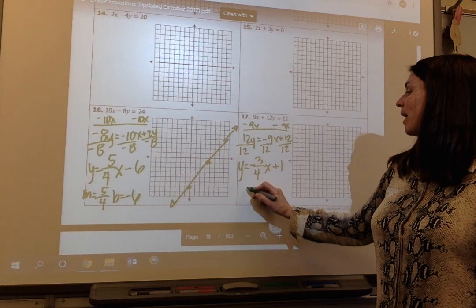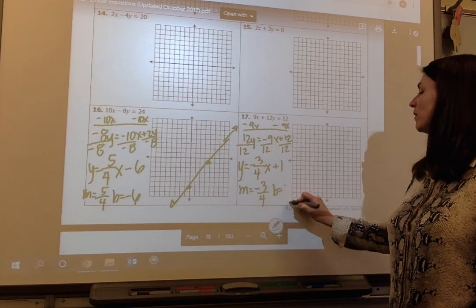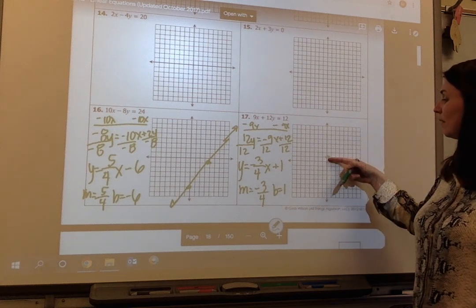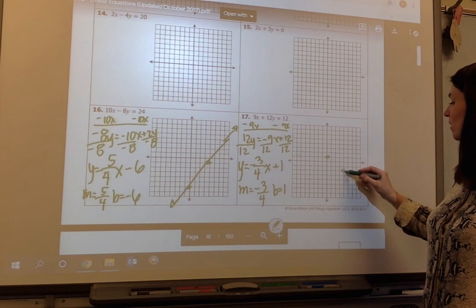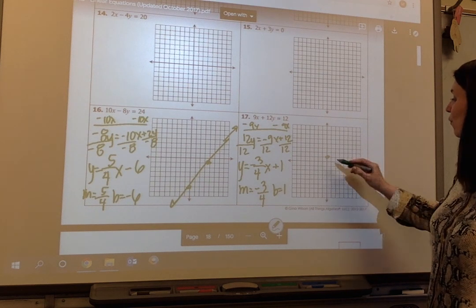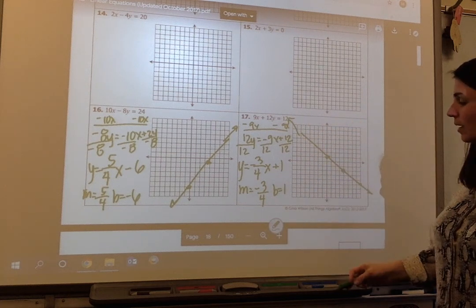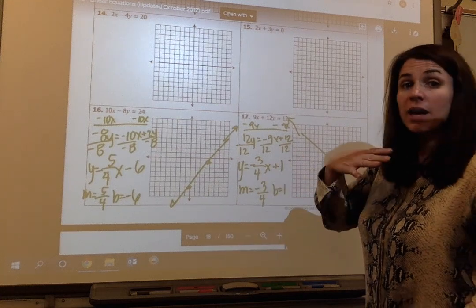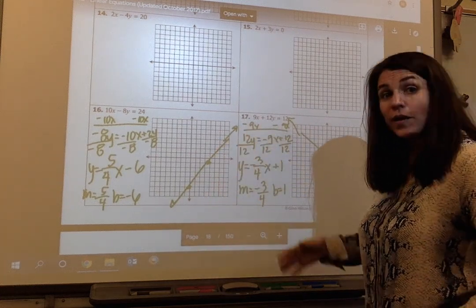So now my slope is -3/4. My beginning point's 1. So I'm going to begin graphing at 1. That's my beginning point. And now I'm going to go down 3 over 4 for my slope. And I can reverse that process, arrows on both ends. So that's how we're graphing linear equations in slope-intercept form, and even in standard form we can convert that. Okay, so if you have questions, come and see me.